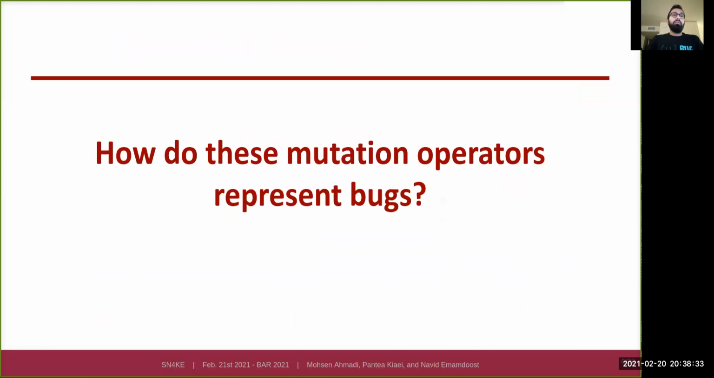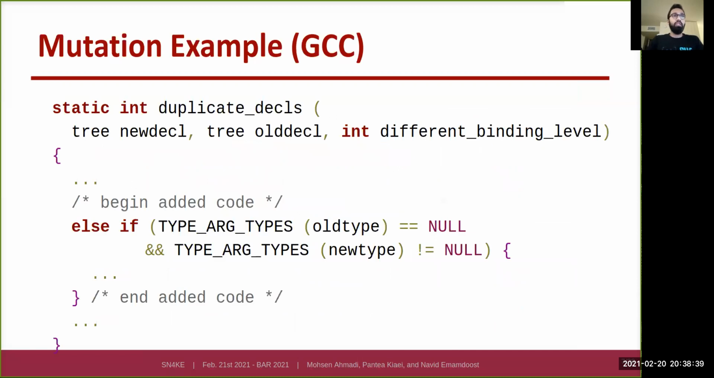How do these mutation operators represent bugs? So we're going to talk about one example in GCC. In one of the patches introduced in GCC, there's a function duplicate declarations that, as part of this function, has a patch that checks the types of the arguments passed, and if the old type is null, and the old type should be null, then the new types shouldn't be null.